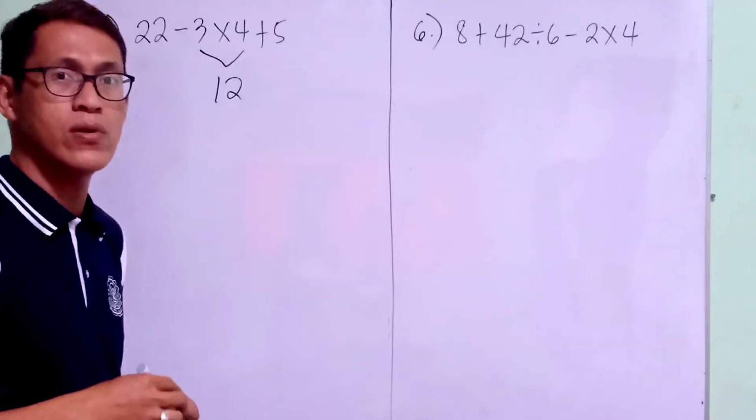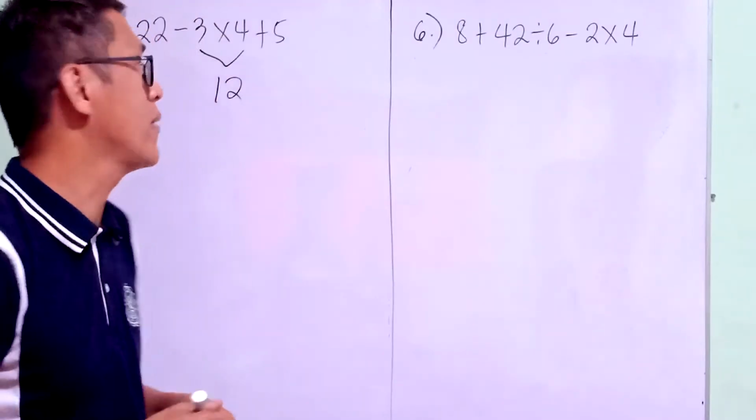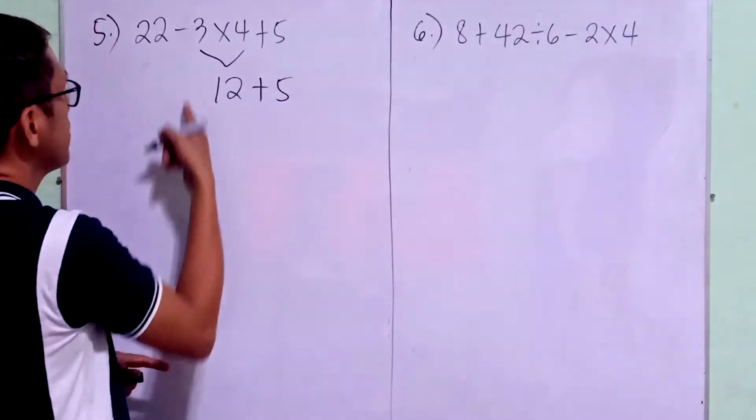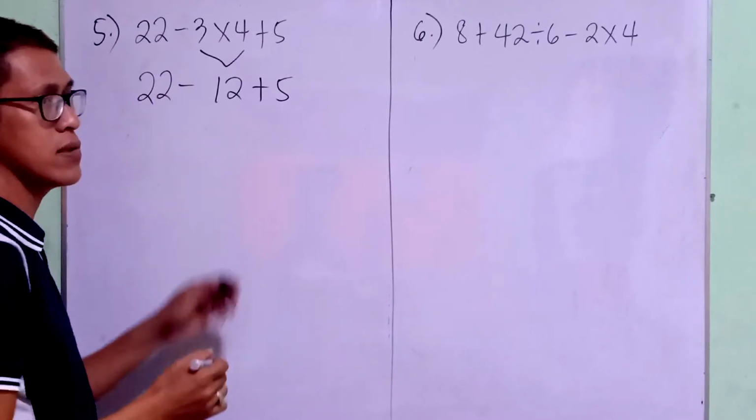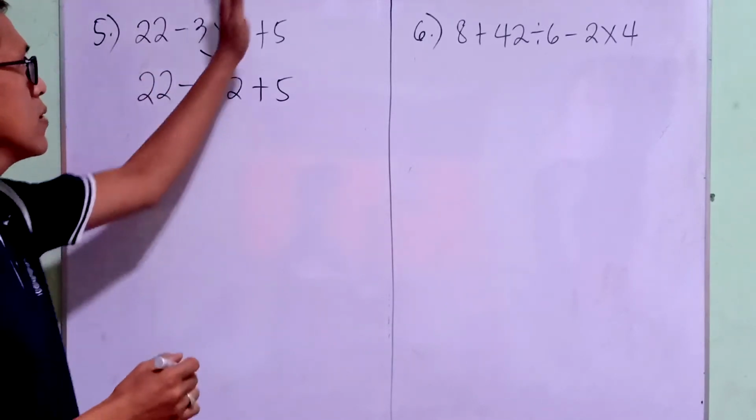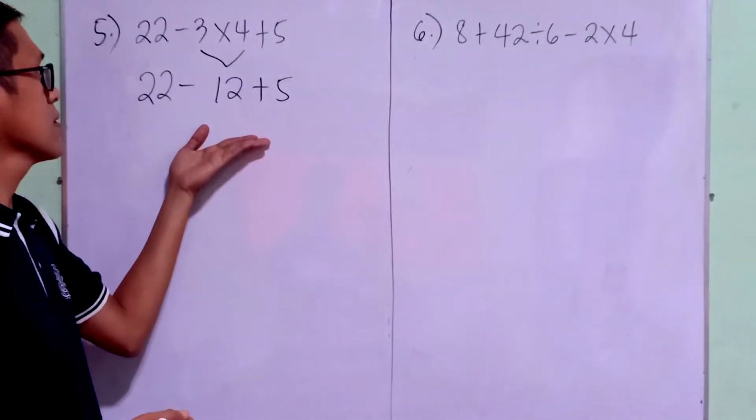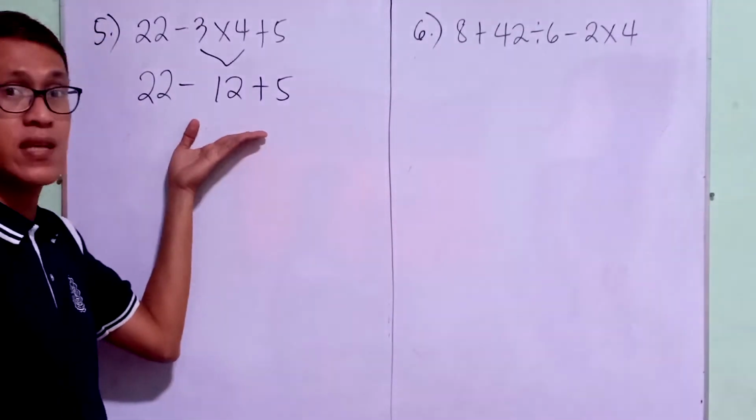If I were you, you have to bring down everything after you perform one operation. So let's bring down the plus sign and the 5, then bring down the subtraction sign and the 22. So be sure when you bring down, do it in a proper way. Now, look at this one. You cannot see any more multiplication or division symbol, right?